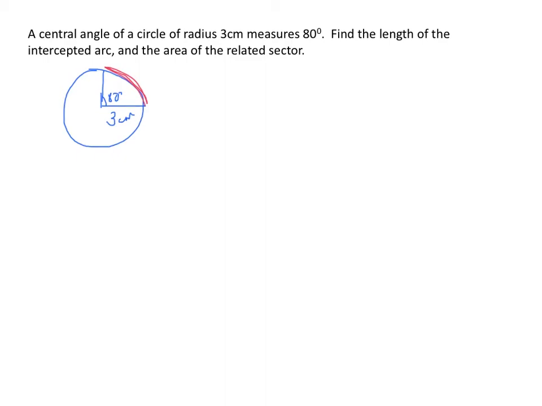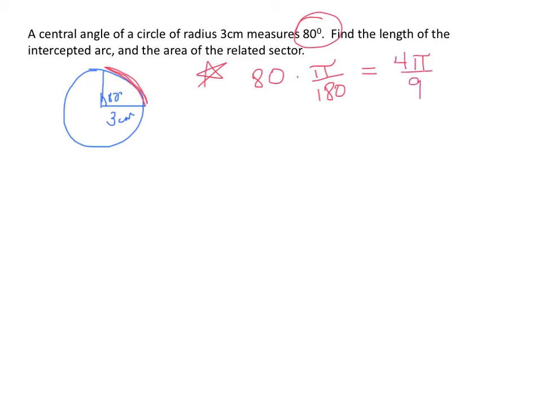The first mistake that most of you will make is not converting 80 degrees into radians. So let's make that very big, important step number 1. You need to convert to radians. You cannot work this with an angle in degrees. So 80 degrees times pi over 180, and this is equal to 4 pi over 9.